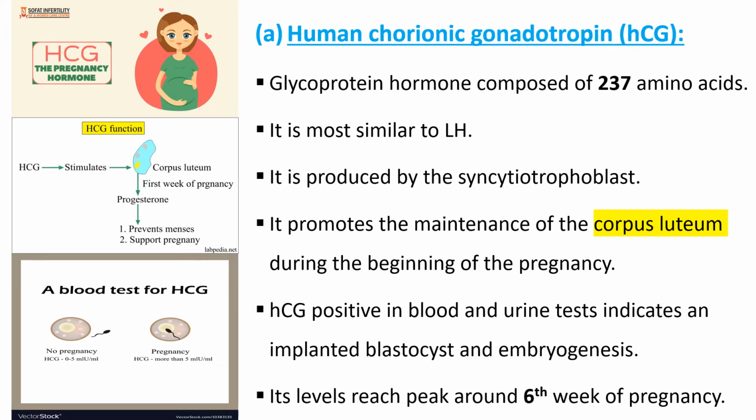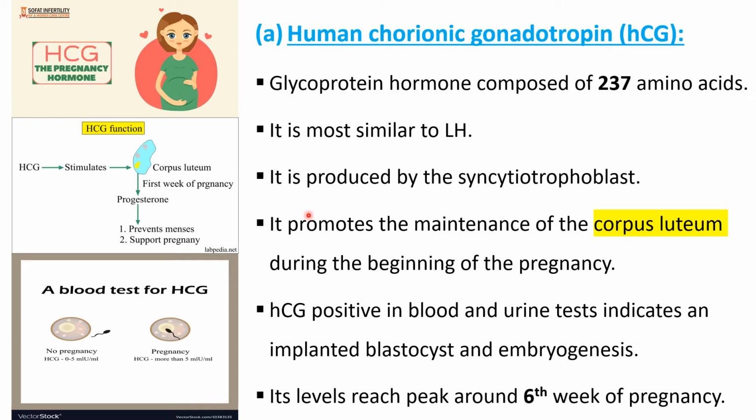Now we have the discussion about each and every hormone, one after one. The first hormone is human chorionic gonadotropin. It is called a glycoprotein hormone. To make the complete structure of this hormone, 237 amino acids are required. It is most similar to the luteinizing hormone, which is secreted by the thalamus part of the brain.